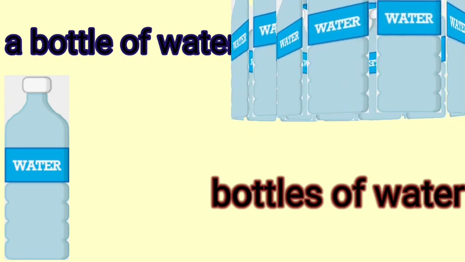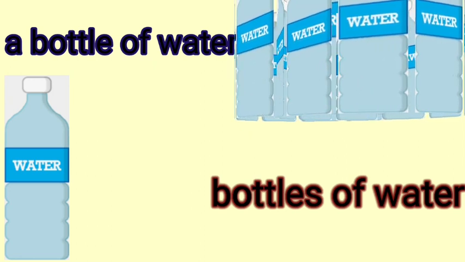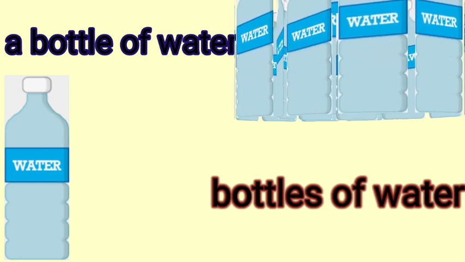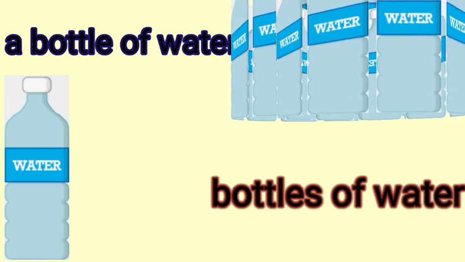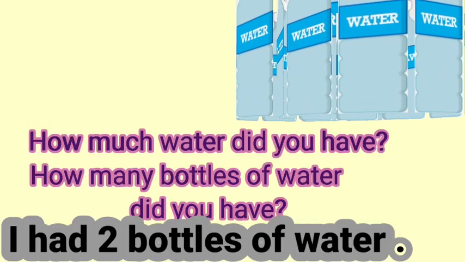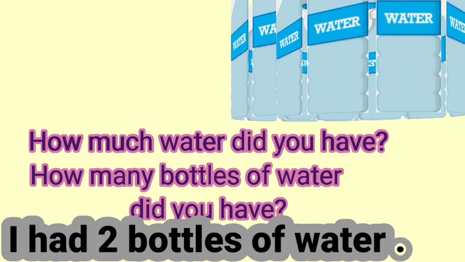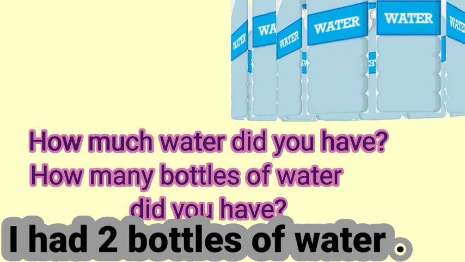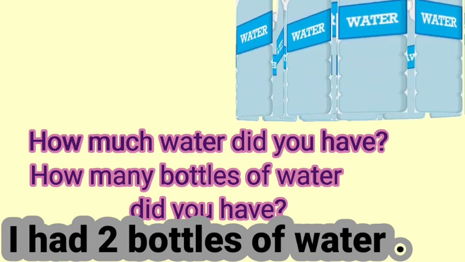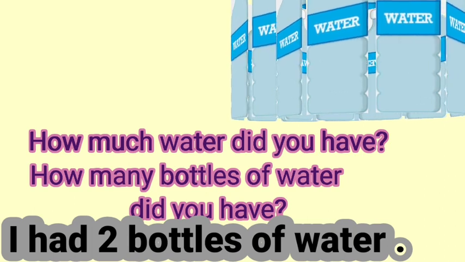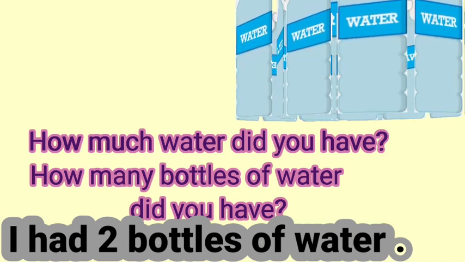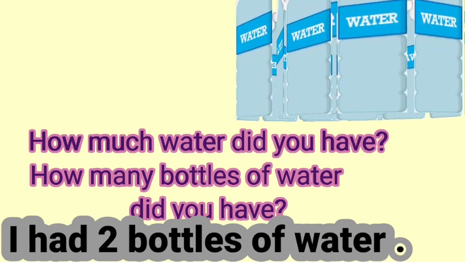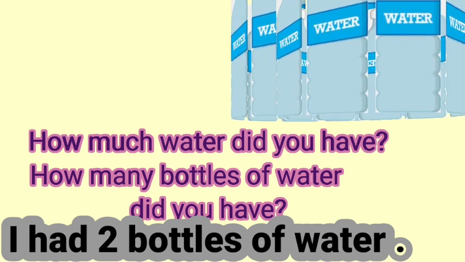Can you say I have one water? 2 waters? No, of course not. 2 bottles of water, 3 bottles of water. You can't count water itself. So, for questions about the amount of water, you use how much water did you have? But when you ask about the bottles of water, you ask how many bottles of water did you have? Here you can count the bottles by answering I had bottles of water.